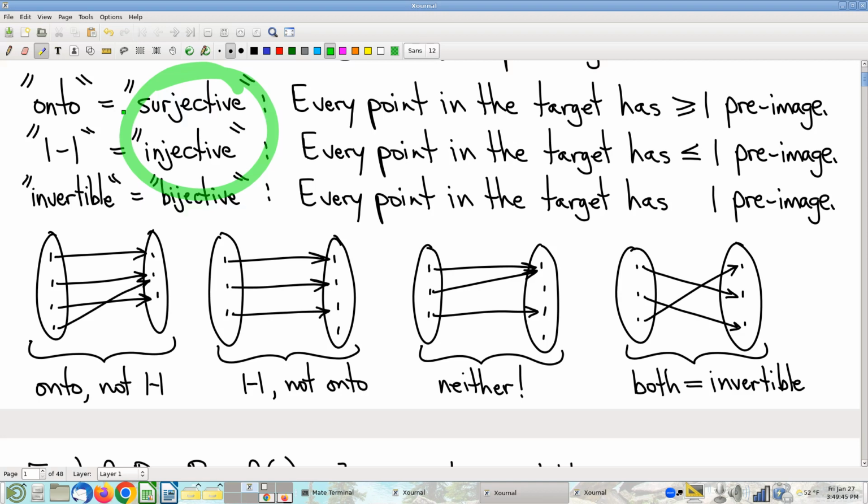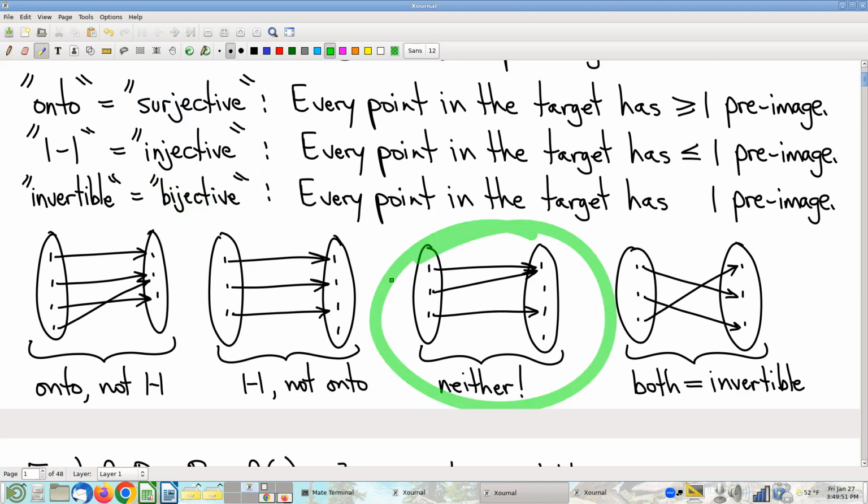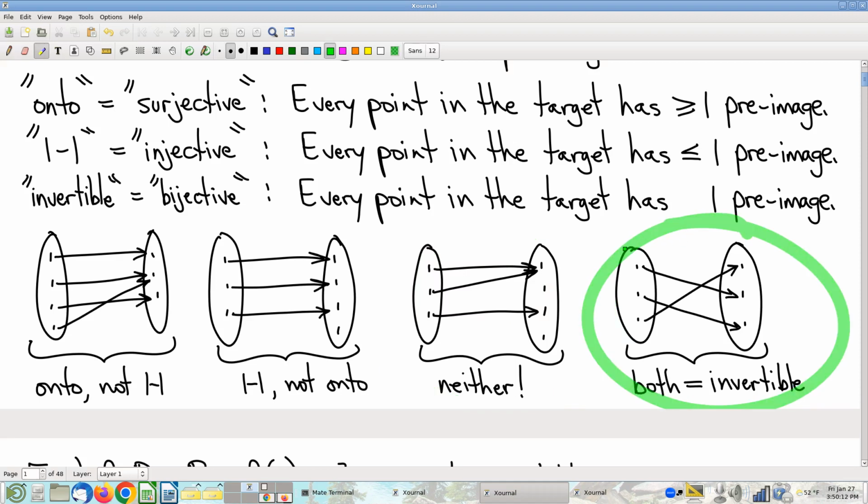Yeah. Cool. Okay. So, some functions are neither, right? Because of this point right here, this function is not one-to-one. It's got two preimages, unacceptable. And because of this point right here, this is not onto, because it has 0 preimages, unacceptable. So this function here is neither one-to-one nor onto. This function here is both. Every point in the target has at least 1 and at most 1, and therefore exactly 1 preimage.